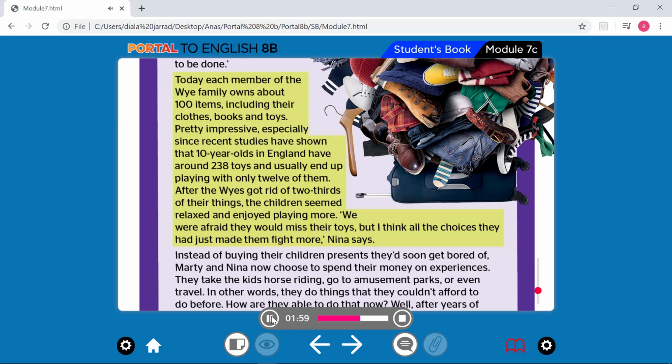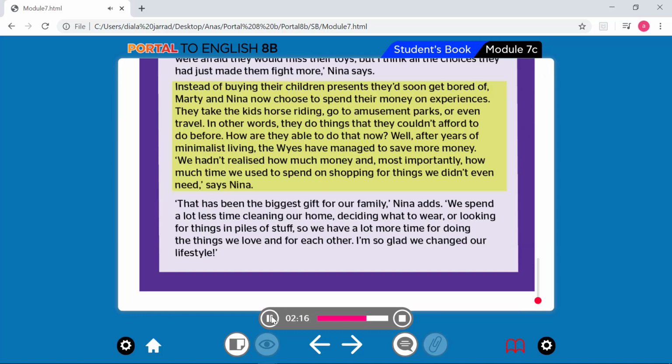After the Ys got rid of 2/3 of their things, the children seemed relaxed and enjoyed playing more. We were afraid they would miss their toys, but I think all the choices they had just made them fight more, Nina says. Instead of buying their children presents they'd soon get bored of, Marty and Nina now choose to spend their money on experiences. They take the kids horse riding, go to amusement parks, or even travel.